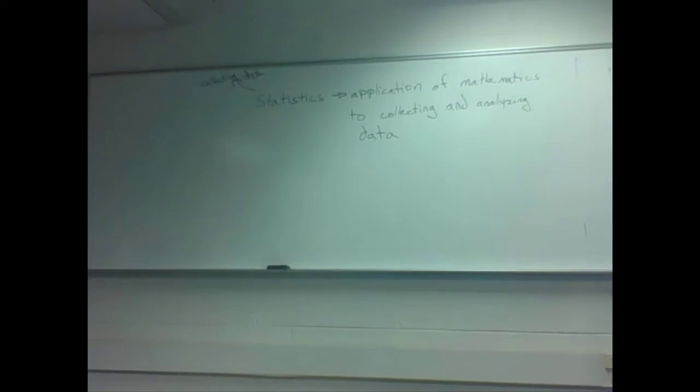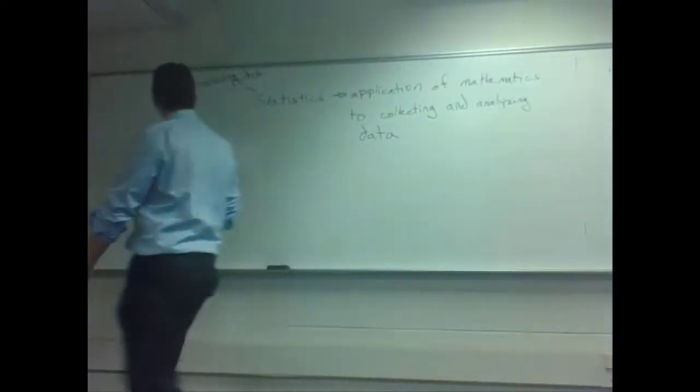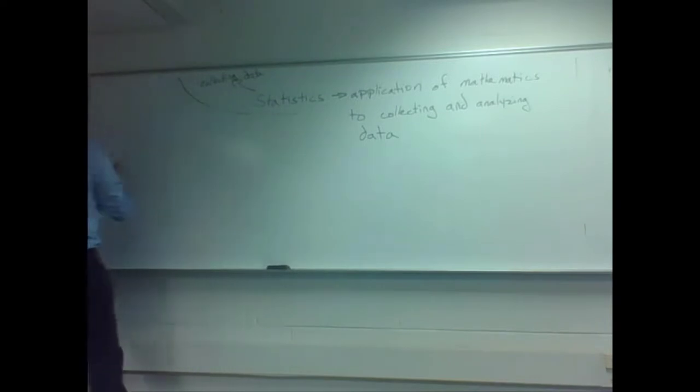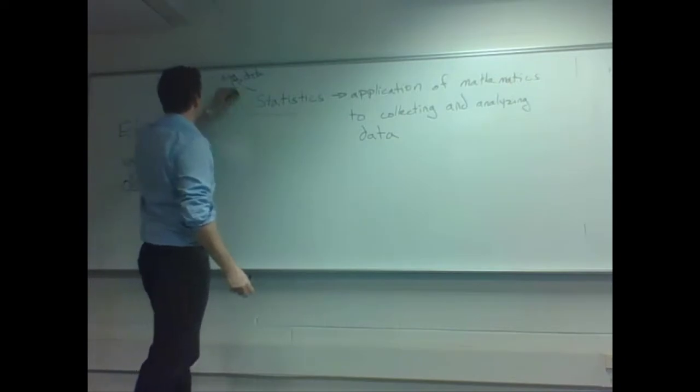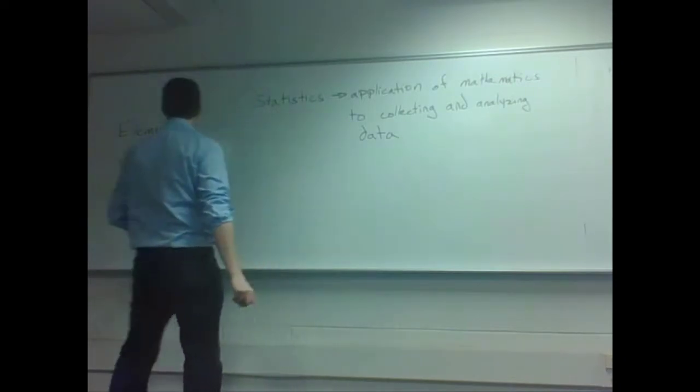Will we dive in a little bit more? Great. So let's unpack the types of data. What are we looking at? We have something called an element. We have a variable. And we have an observation.